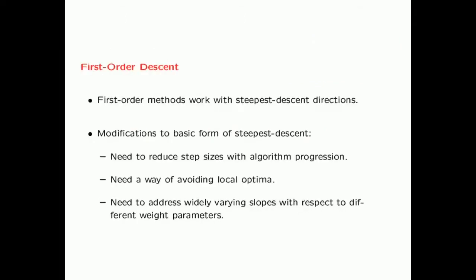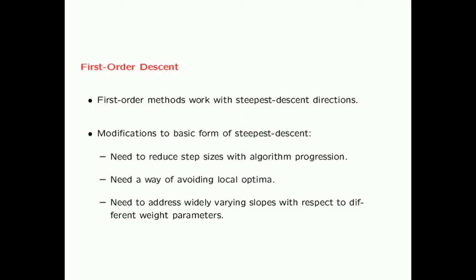As the name implies, first-order methods work with the first derivative of the loss function with respect to the weights. In other words, first-order methods work with the steepest descent directions. At first sight, it might seem that after backpropagation computes these descent directions, it's only a simple matter of updating the weights with the use of these derivatives. However, some modifications are required to the basic form of steepest descent in order to make these methods work well.